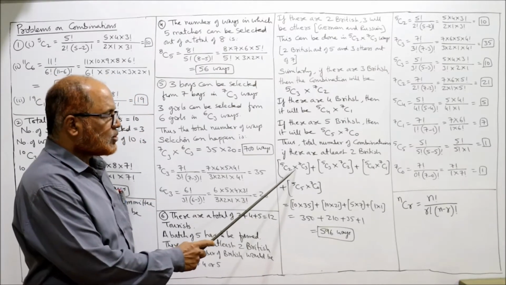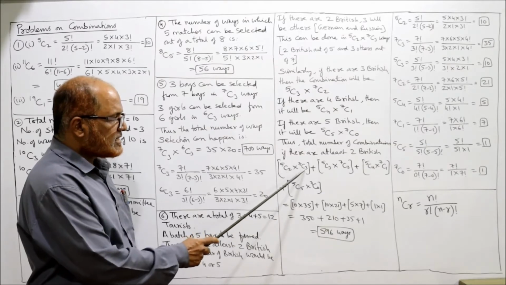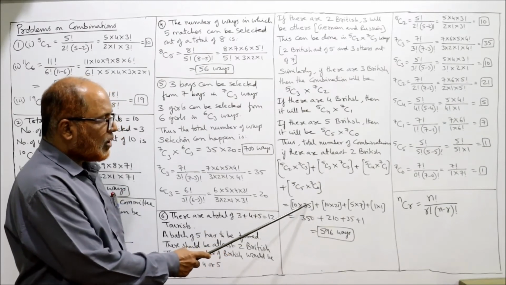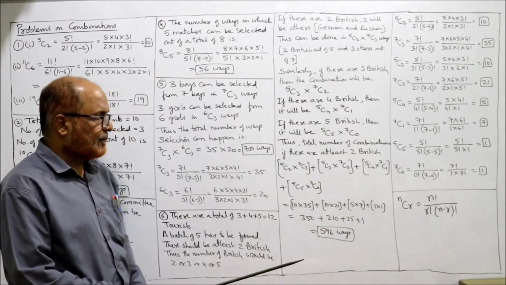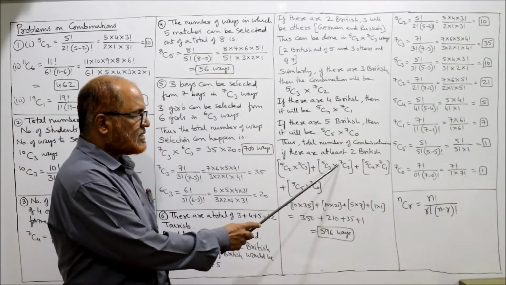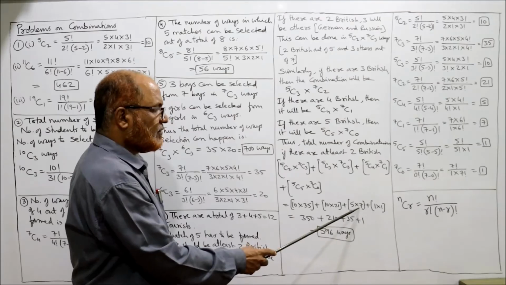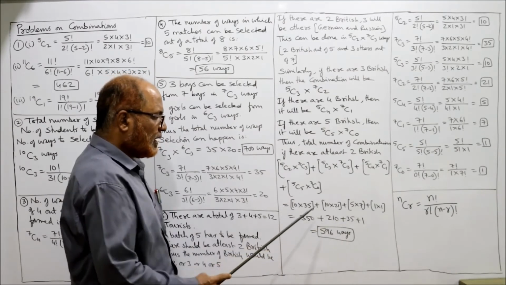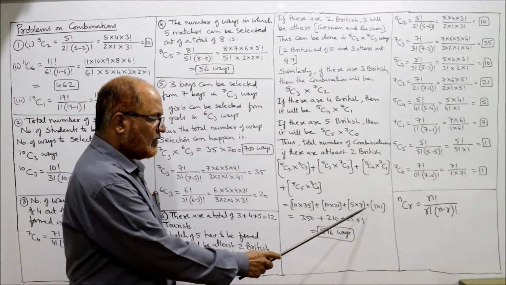5C2 into 7C3. 5C2 if you do, you will get 10. 7C3 you will get 35, plus 5C3 is 10. How did you get all these values? I will show the calculations separately. So here 7C3 is 35, 5C3 is 10, 7C2 is 21, 5C4 is 5, 7C1 is 7. Last one, 5C5 is 1, 7C0 is 1. Multiply: 10 into 35 is 350, 10 into 21 is 210, 5 sevens are 35, 1 into 1 is 1.